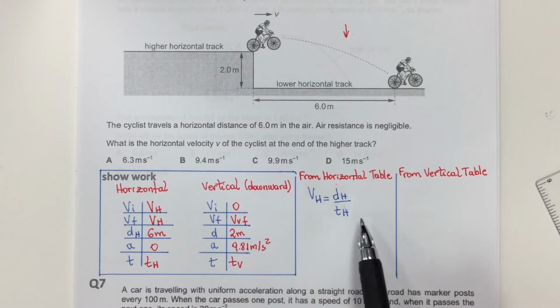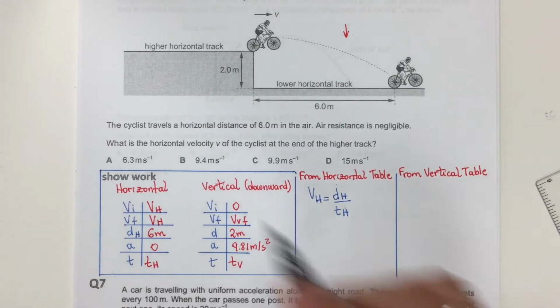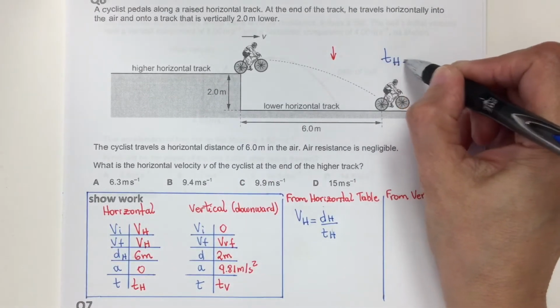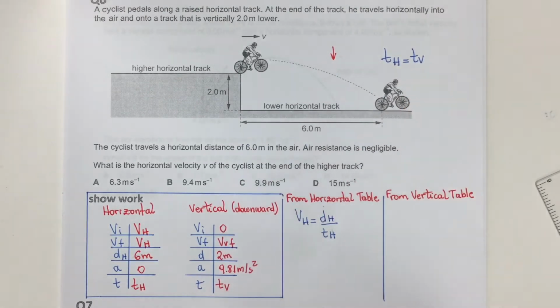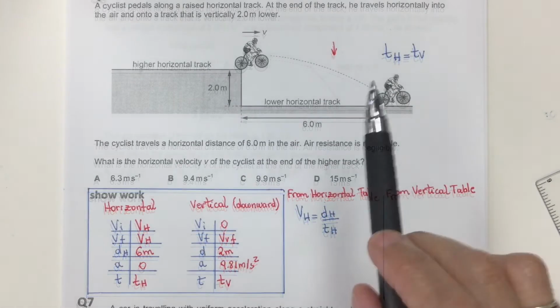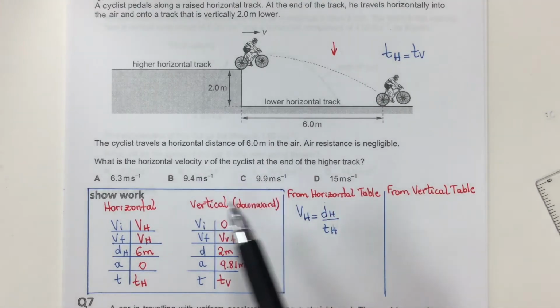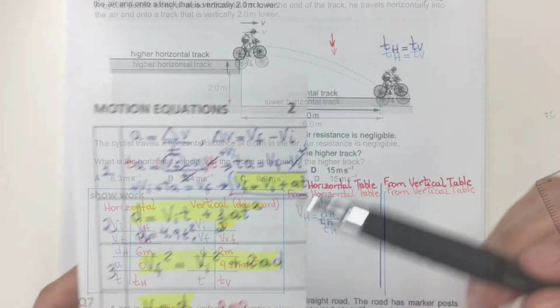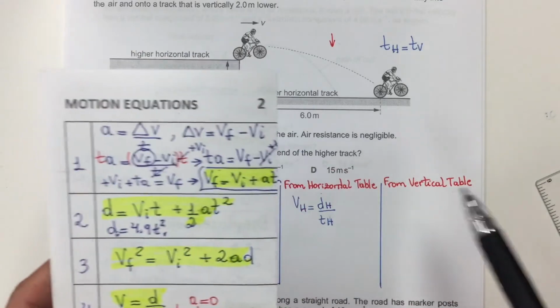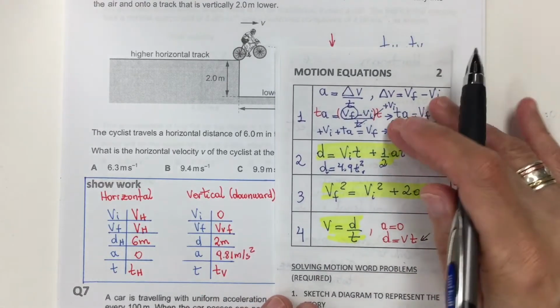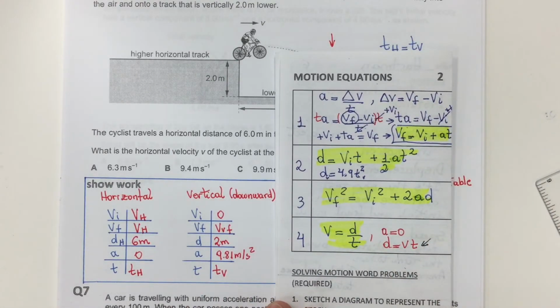But I do not have the time. But there is a trick here. In this type of motion, the horizontal time and the vertical time are the same. So what I'm going to do is calculate the vertical time using the vertical information. Let's see which equation will be the best for the vertical direction.